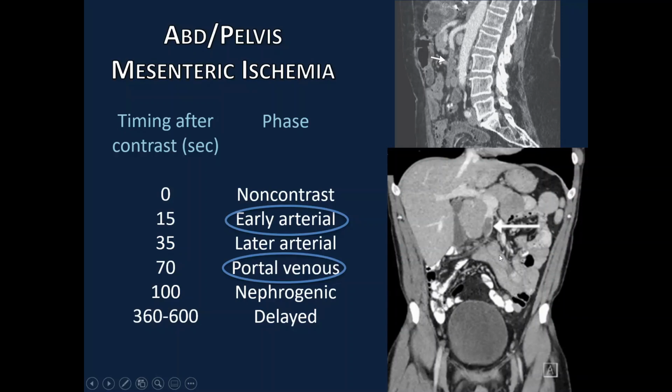On the bottom, we have a portal venous phase image in a different patient. Here is the portal vein, and we have a filling defect that looks fairly similar. This is a clot, which was the cause of mesenteric ischemia in this patient.